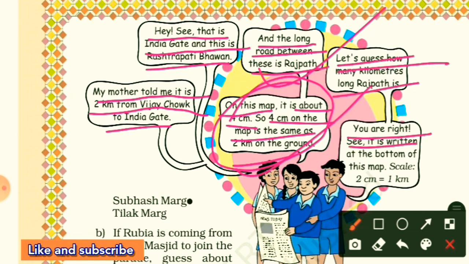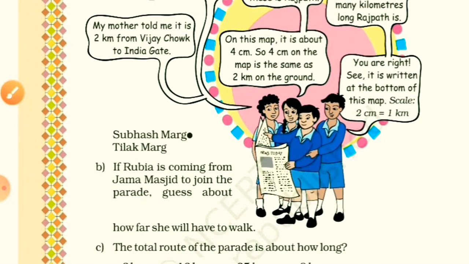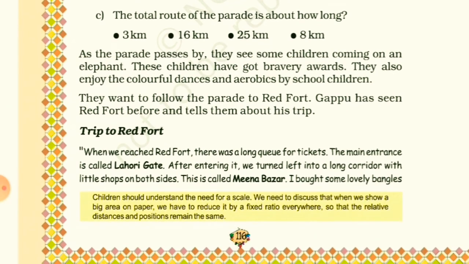So you are right. See, it is written at the bottom. This map scale 2 centimeter makes 1 kilometer. We have already discussed all of it. Now come to the next.